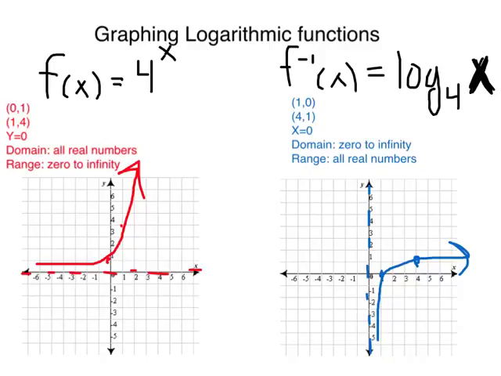One thing to remember, inverse graphs are reflected over the line y equals x, because all the x's and the y's switch. So if the one on the left was reflected over the line y equals x, you would have the one on the right. And there is how you graph logarithmic functions.